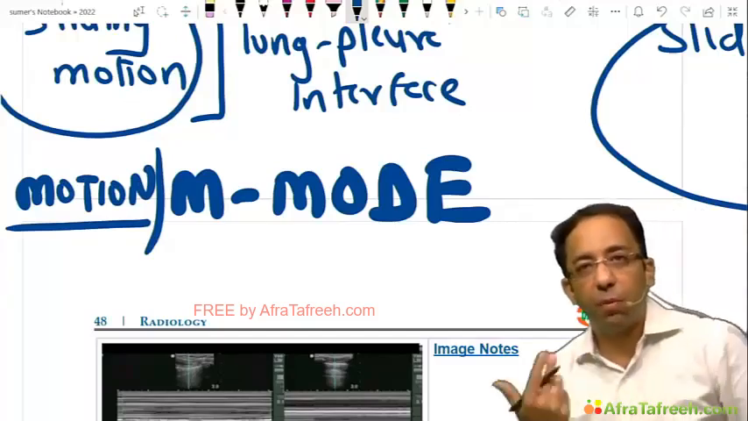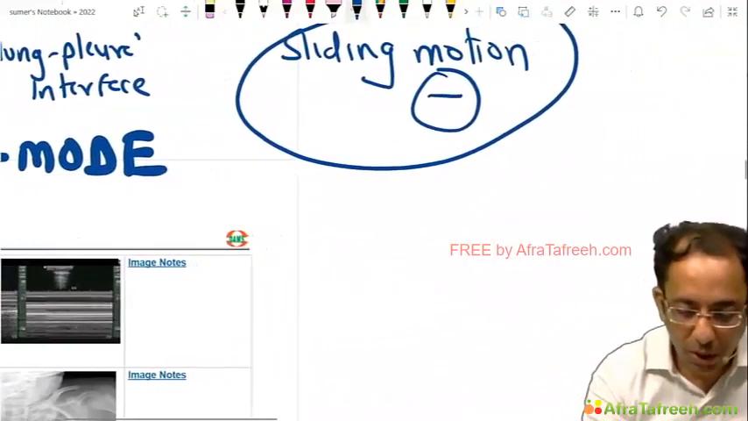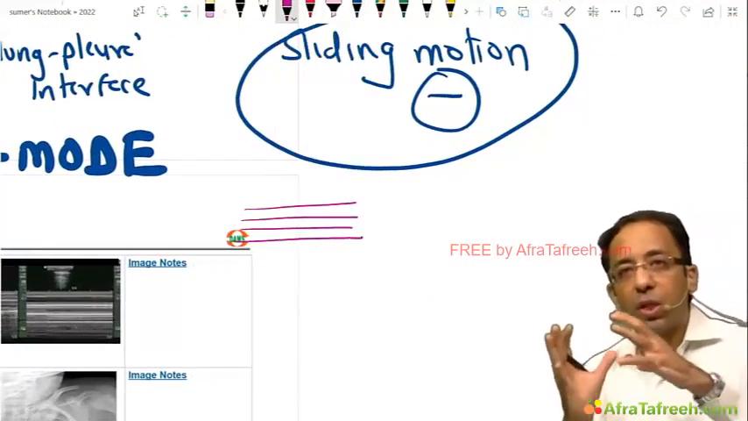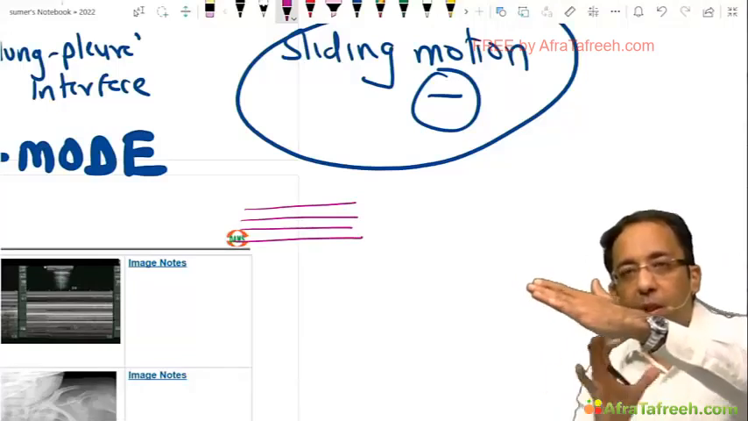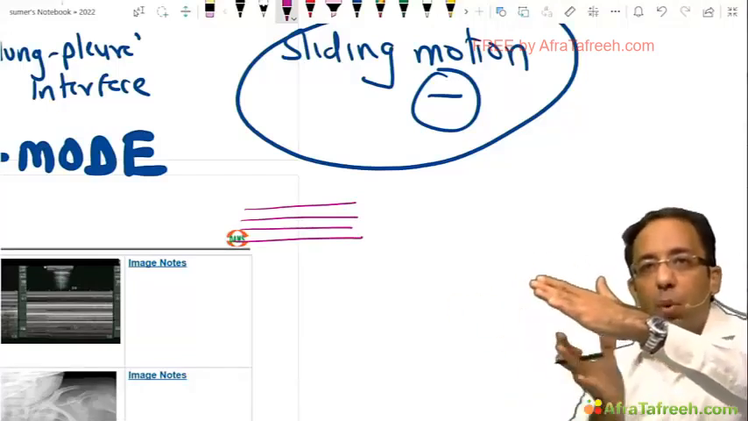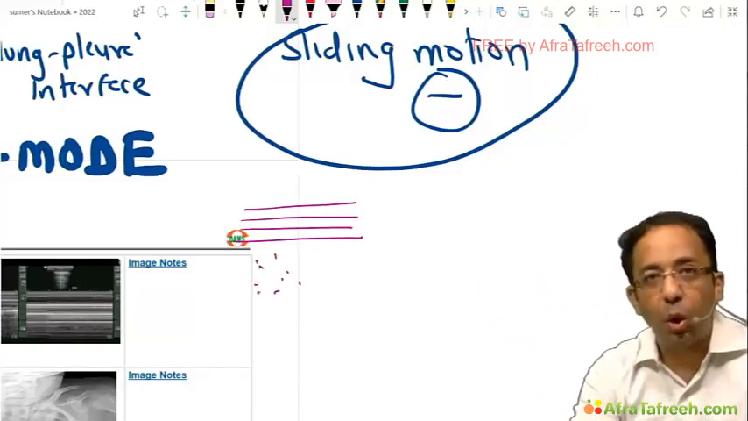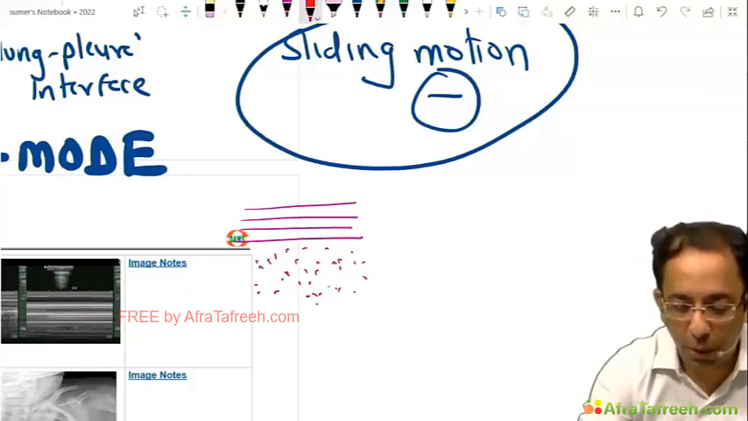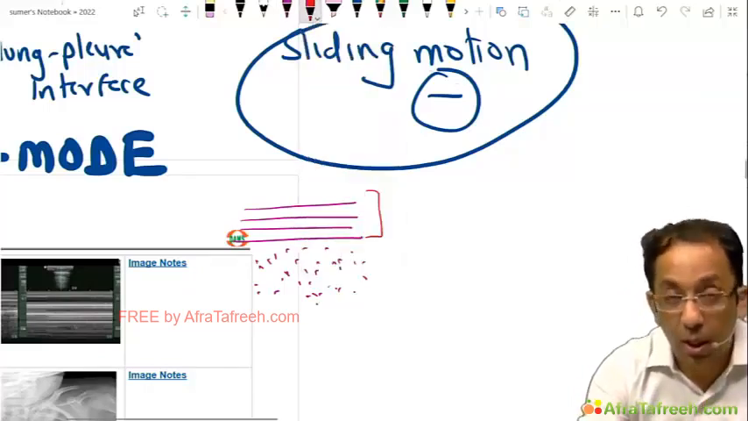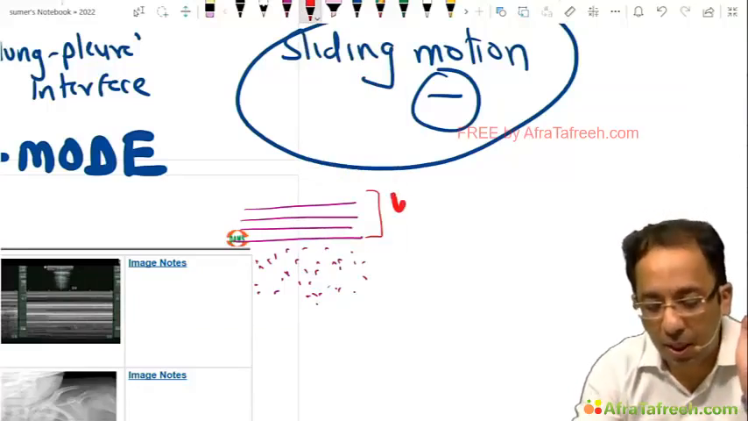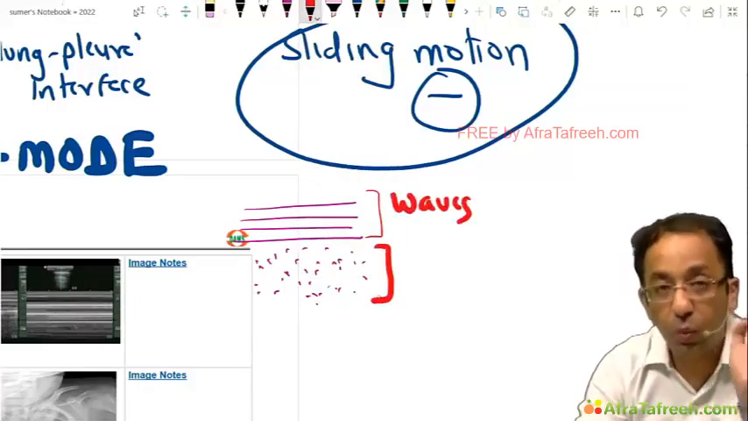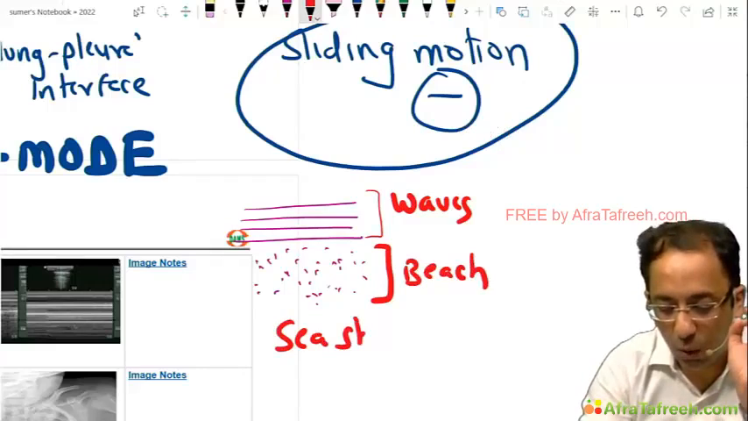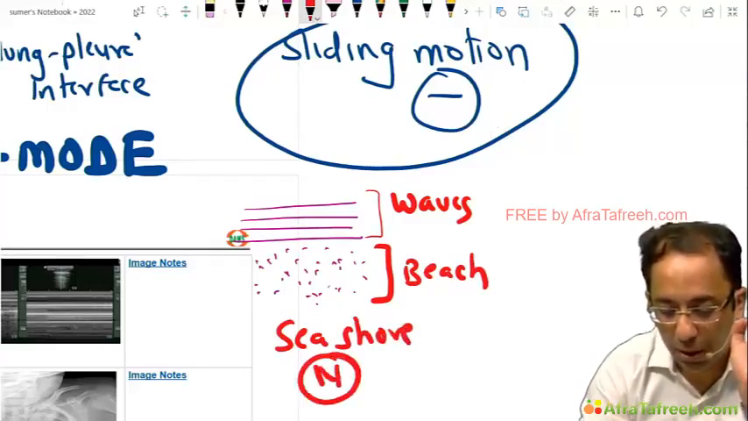Okay, it is a representation of the movement. So when I do M mode ultrasound, the chest wall will show flat lines because there is no movement happening there. All the movement is happening at the lung pleura interface, so this area will become dots because of the movement. So in a normal person, you will see the chest wall as straight lines like waves, and the lungs will have dots like a beach. Together it is like a seashore. This is the normal appearance.